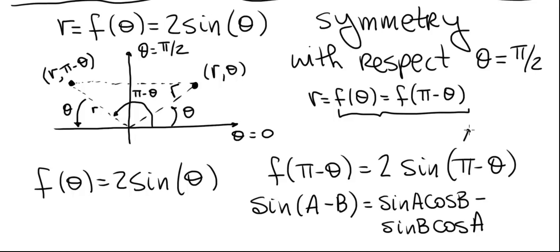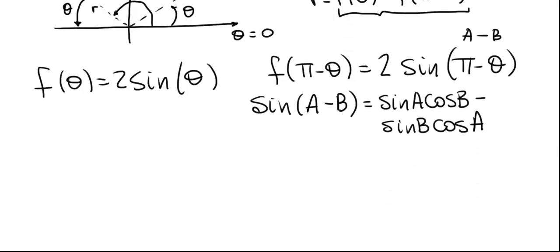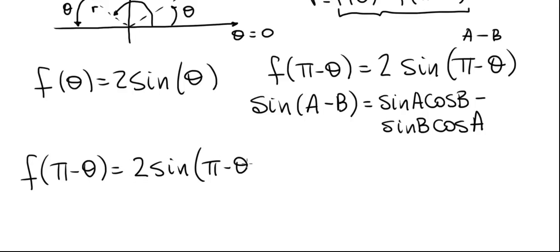So here A is pi and B is theta. Let's go ahead then and proceed. So we have f of pi minus theta equals 2 times sine of pi minus theta, and that's equal to 2 times the following.